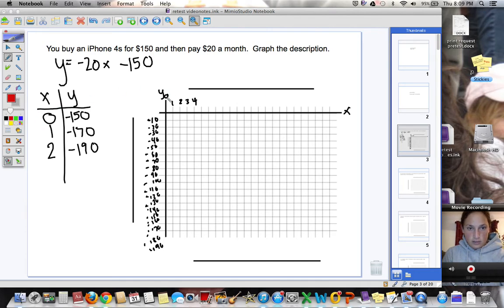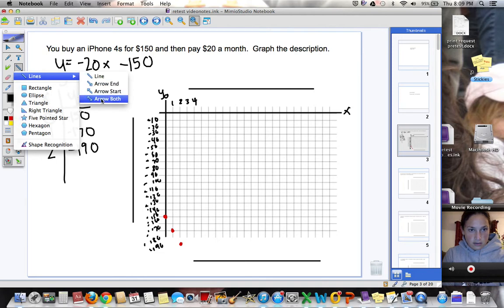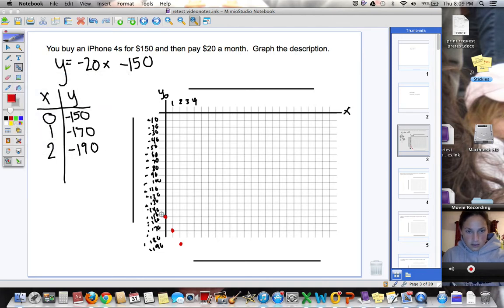Where X is 0, here's where my X is 0. My Y is a negative 150. So that's going to be right here on that line. Where my X is 1, my Y is negative 170. There's 160. There's 170. When my X is 2, my Y is a negative 190. So there would be 180. So I'm going to assume that there's 190. So then I need my line. I'll keep it red. There's my line.